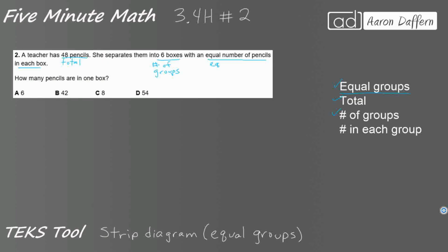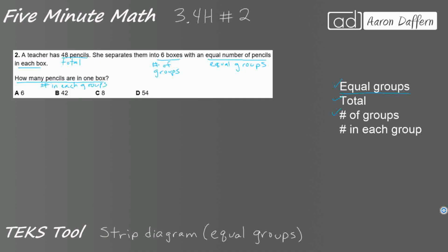So we actually have all that we need. Sometimes you're going to get a statement like this that says the same number in each box or the same number in each group. Sometimes it's just going to be the word each. They might say there are 6 in each box. But either way, we have our equal groups, we have our total, we have the number of groups, which means what we are looking for is how many pencils are in one box. That's the number in each group.